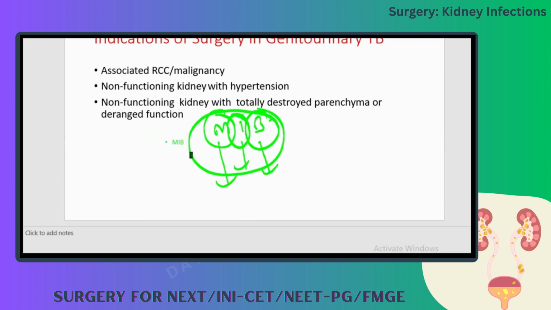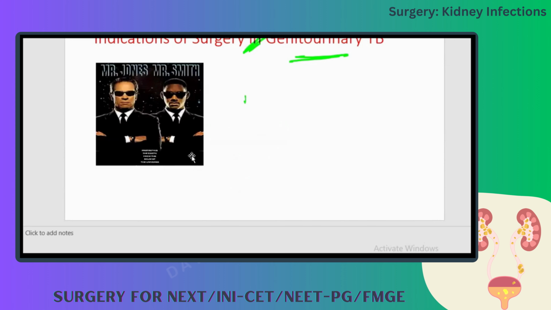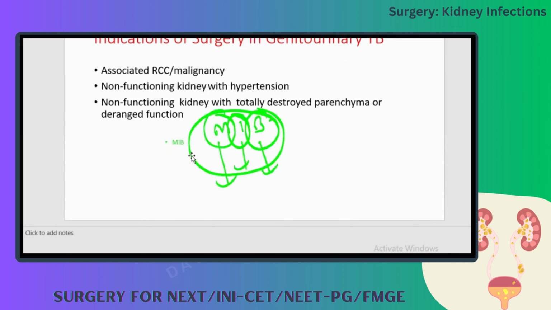These are the 3 times where we have to go for surgery. Okay, clear? Just remember this: malignancy, infection, hypertension, BP. Clear? Yes, no? Yes, sir. Okay.